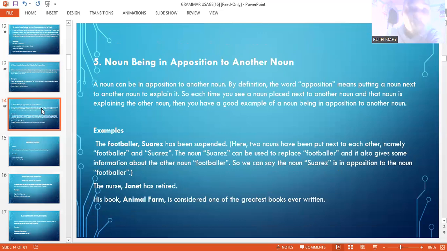The fifth function is a noun being in opposition to another noun. A noun can be in opposition to another noun. By definition, the word opposition means putting a noun next to another noun to explain it. So each time you see a noun placed next to another noun and that noun is explaining the other noun, then you have a good example of a noun being in opposition to another noun.